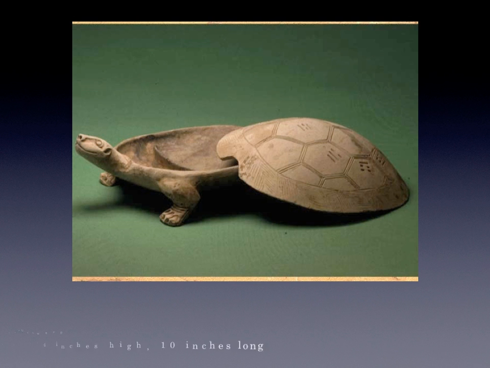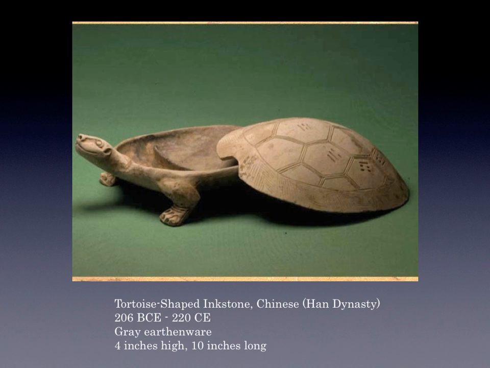This is a tortoise-shaped inkstone. Chinese Han Dynasty, 206 BCE to 220 CE, or Common Era. 4 inches high, 10 inches long, and would have been used as a stone mortar for grinding and containment of ink. Traditional East Asian ink is solidified into sticks. A small amount of water can be applied to the end of an ink stick, and that end would have been ground into the flat surface of the inkstone. A larger quantity of ink can be ground from a small pool of water placed on the inkstone. Think about the use of a tortoise or a turtle. What kind of symbols does the tortoise represent in our culture?